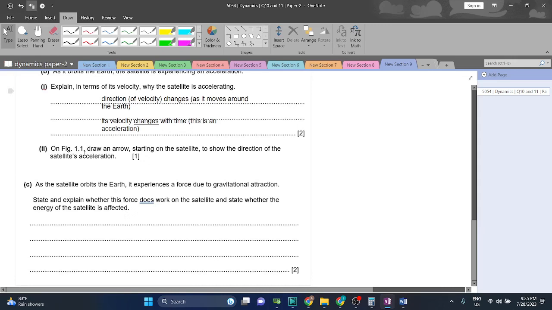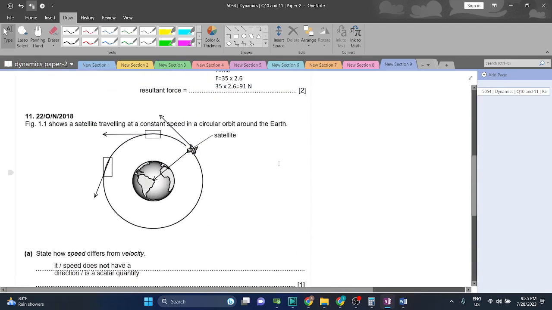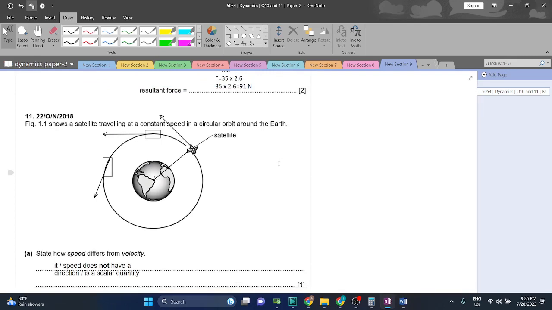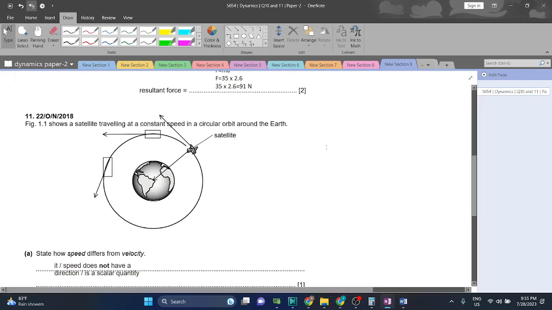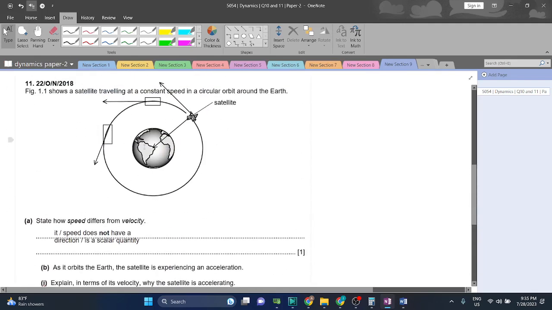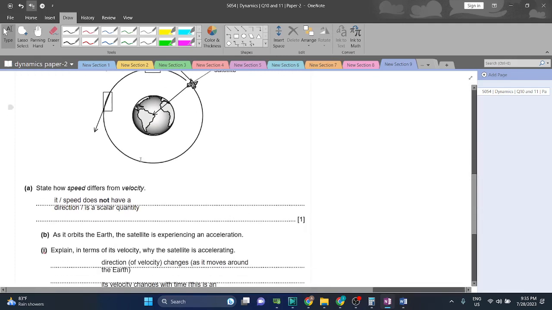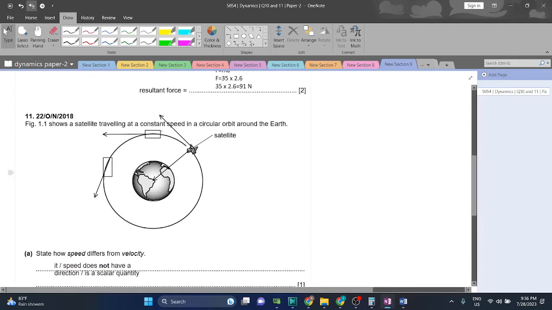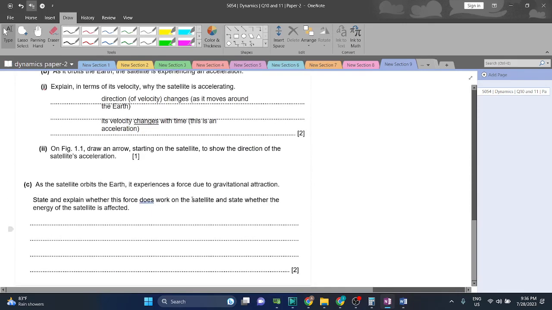On figure 1.1, draw an arrow starting on the satellite to show the direction of the satellite's acceleration. Whenever centripetal force is being acted on a body, the resultant force will always be towards the center, right? Because as the name implies, centripetal force. So resultant force will always be towards the center. We have already drawn this. This is the direction of the force and this is the direction of the velocity. The direction of the force is perpendicular to the direction of the velocity. Vice versa.